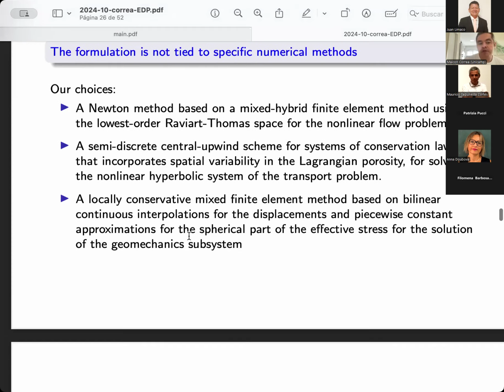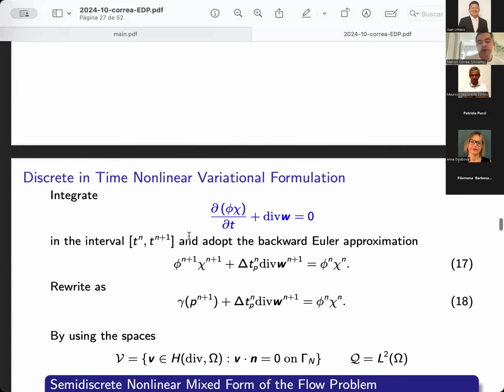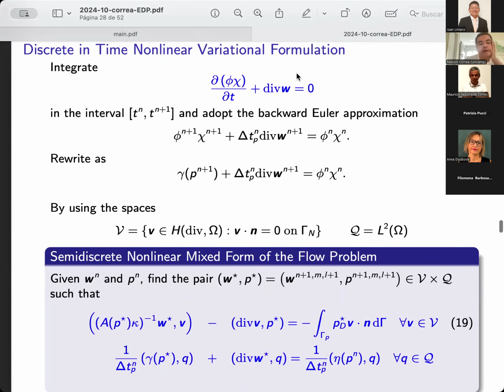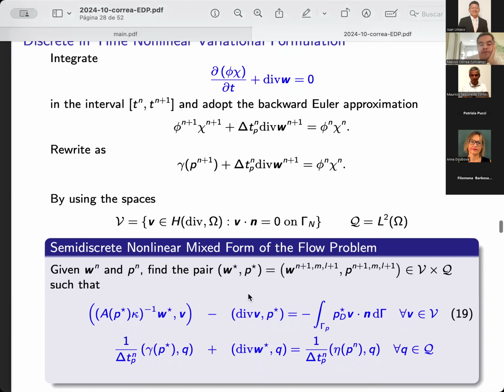I will briefly show you the methods. So for the flow problem, we are trying to solve this equation coupled with the Darcy law, the generalized Darcy law. So we integrate in time the total mass balance and have this formulation here, multiplied by a test function.